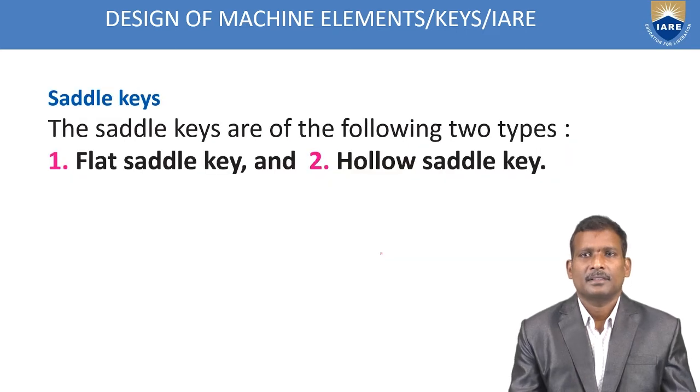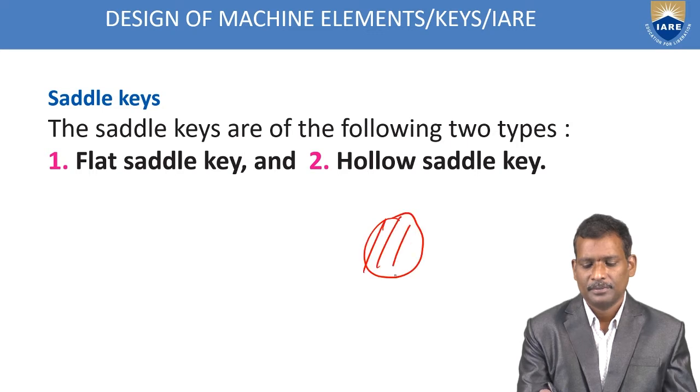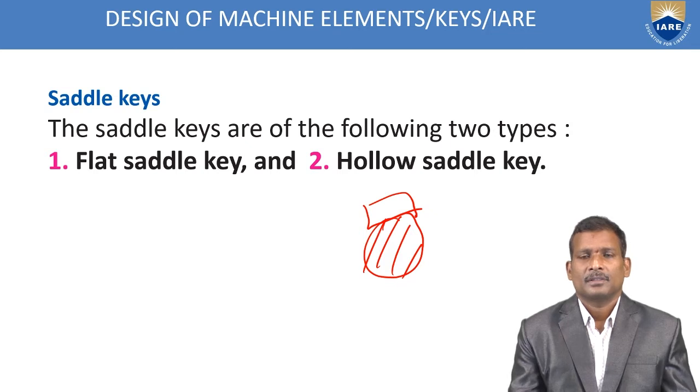Whereas in saddle keys, there are two types: flat saddle key and hollow saddle key. Only the slot is made in the hub, not in the shaft, like this. Again, the saddle keys are classified according to their shape: one is flat and another one is hollow saddle key.